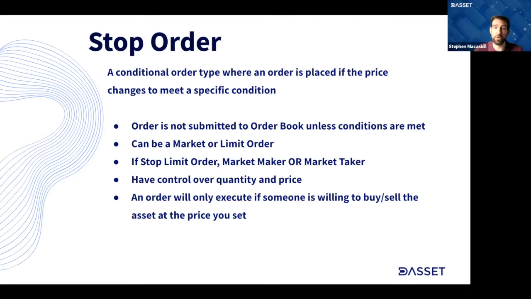So not only do you have control over quantity and price, you have control over a few more conditions. There are different ways of doing it, but specifically on Dasset, it's based on a certain price. If the price of an asset goes above or below a certain price, then the condition will be triggered and a limit order will be placed. We only have stop limit orders on Dasset. We do not have stop market orders at the moment.